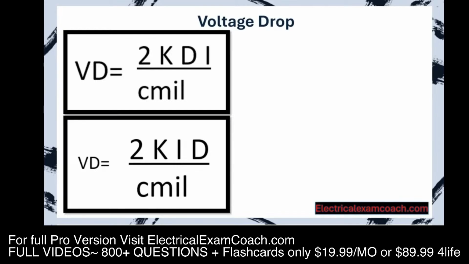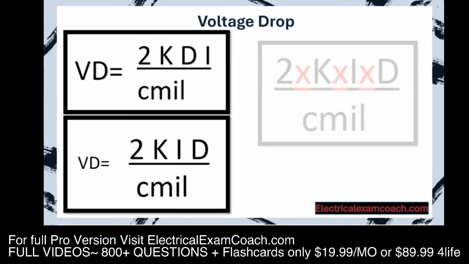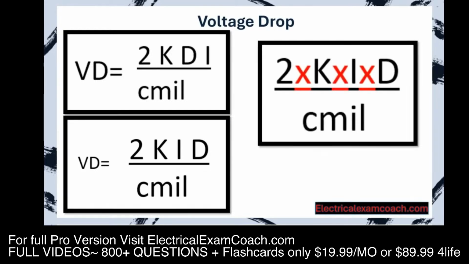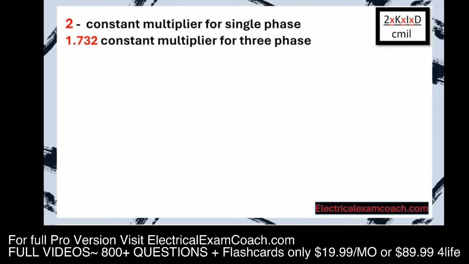And just like previously in the program, this is implied multiplication. So it's going to be 2 multiplied by K multiplied by I multiplied by D divided by C mils. Now let's learn what each one of these individual pieces mean. 2 is going to be our constant multiplier for single phase. If we're doing 3-phase, we're going to use 1.732 as our multiplier.